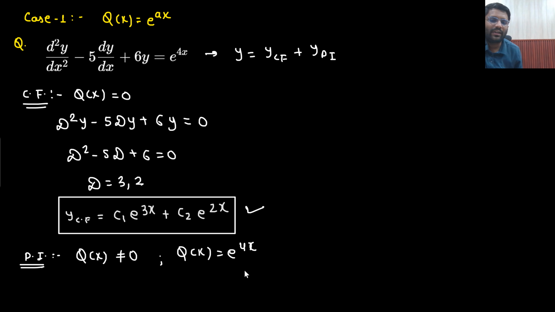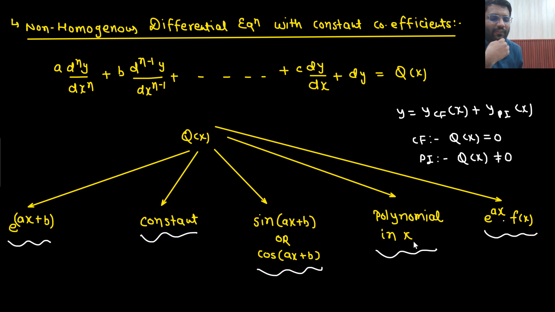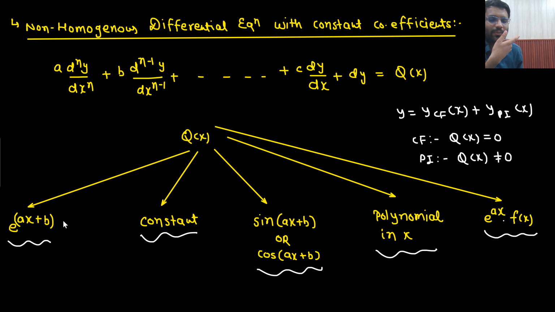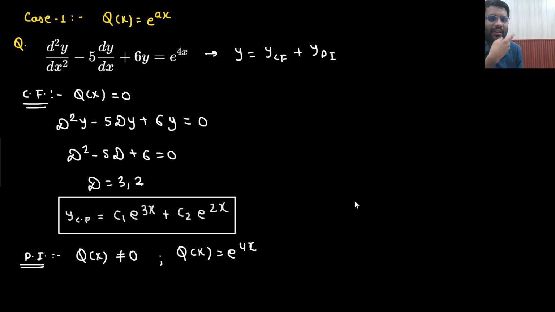Now what about the particular integral? So sir, for particular integral, Q of x will be non-zero. So now how will I deal with it? That I am going to tell. For different cases, there will be different ways of solution. First case we are checking is exponential, e to the power ax plus b. This is the first case that we are checking, that your Q of x is e to the power ax. This case we will also take as e to the power ax plus b, but as of now we are taking the e to the power ax case.